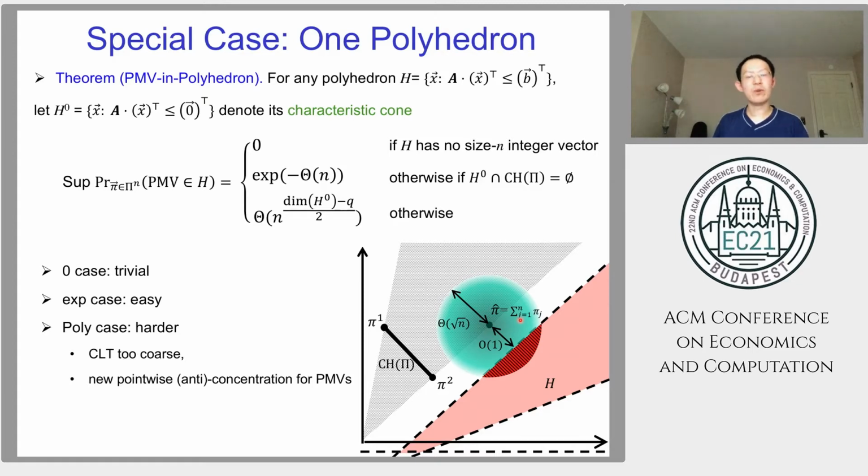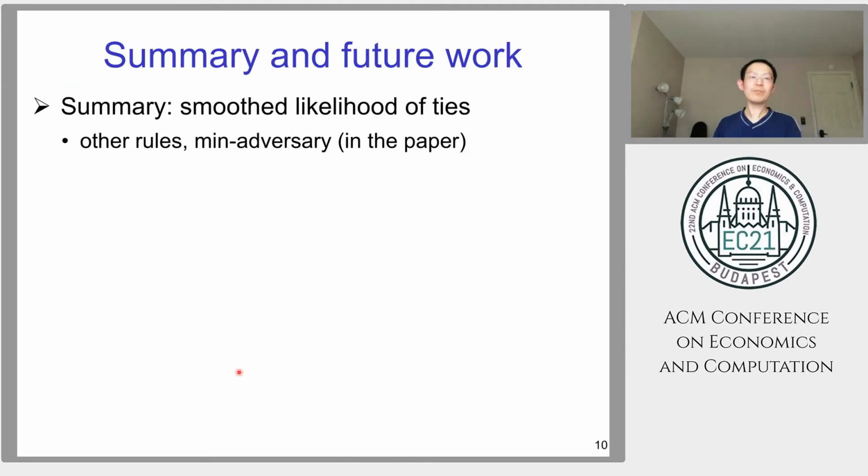So we prove new pointwise concentration and anti-concentration bounds, and we count the number of points here to prove the polynomial case. And after we have proved this theorem, we're going to apply it to the union of polyhedra to prove the original theorem. All right, so to quickly summarize the talk, we have analyzed the smoothed likelihood of ties in this paper, and we just showed the proof for position scoring rules. The proofs for other rules, and the mean adversary case, are in the paper.